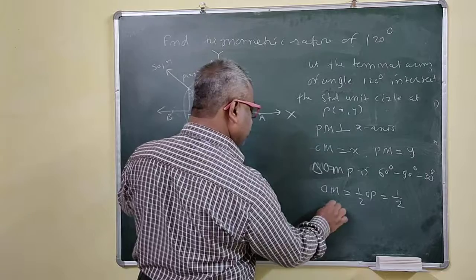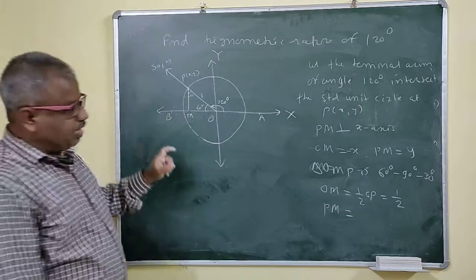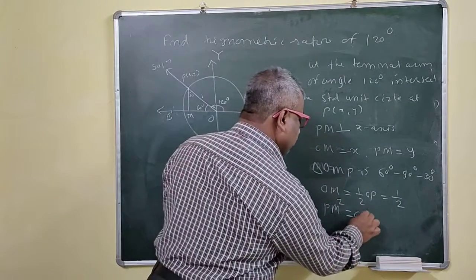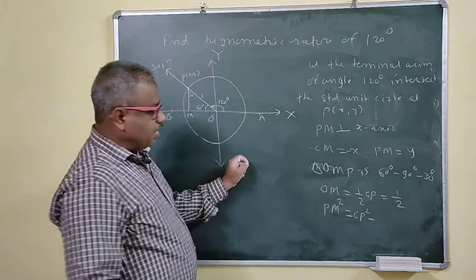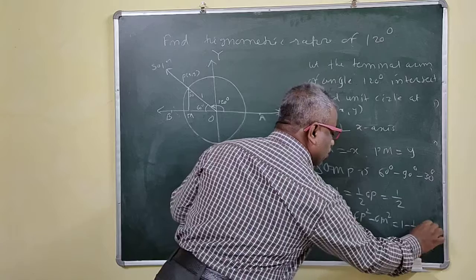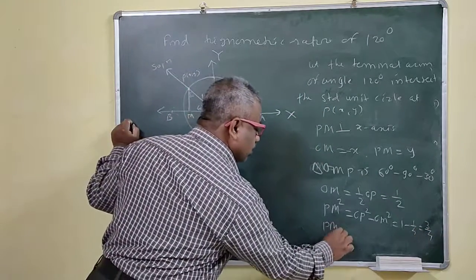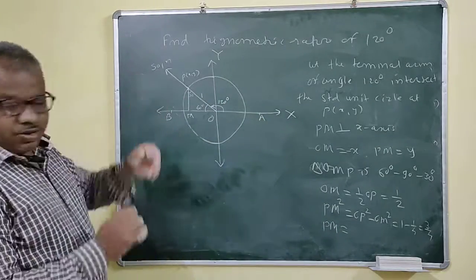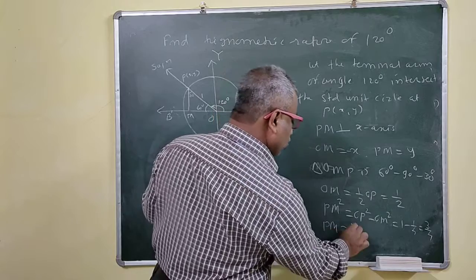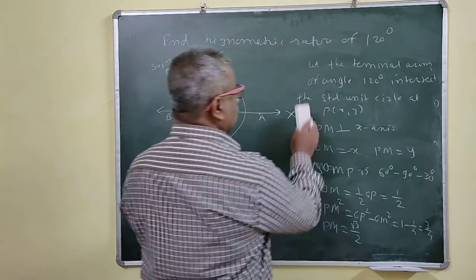Then PM. You can find PM. So PM square is equal to OP square minus OM square. This is 1/4. This is 3/4. Right? So PM, it is distance, so we write positive. Then we'll decide which sign we have to take. So PM is √3/2. Right?